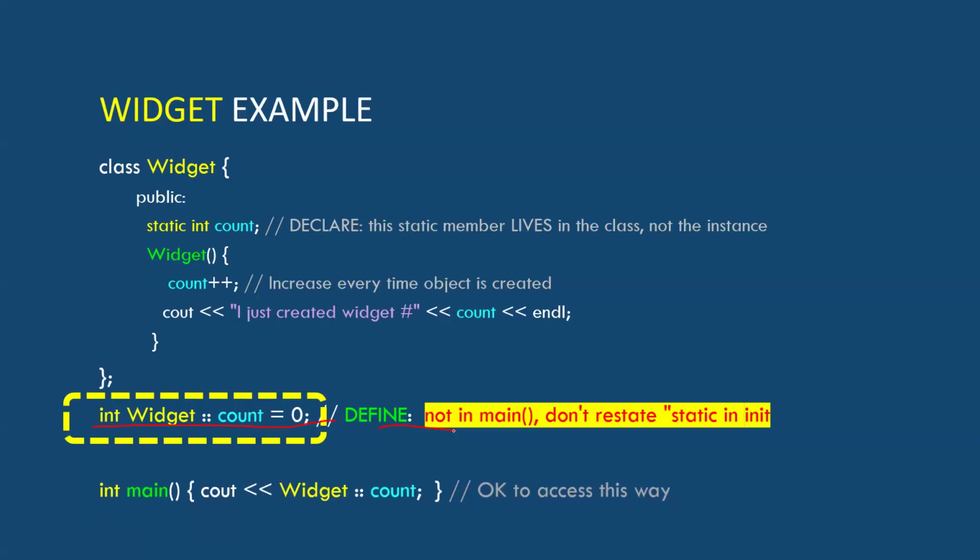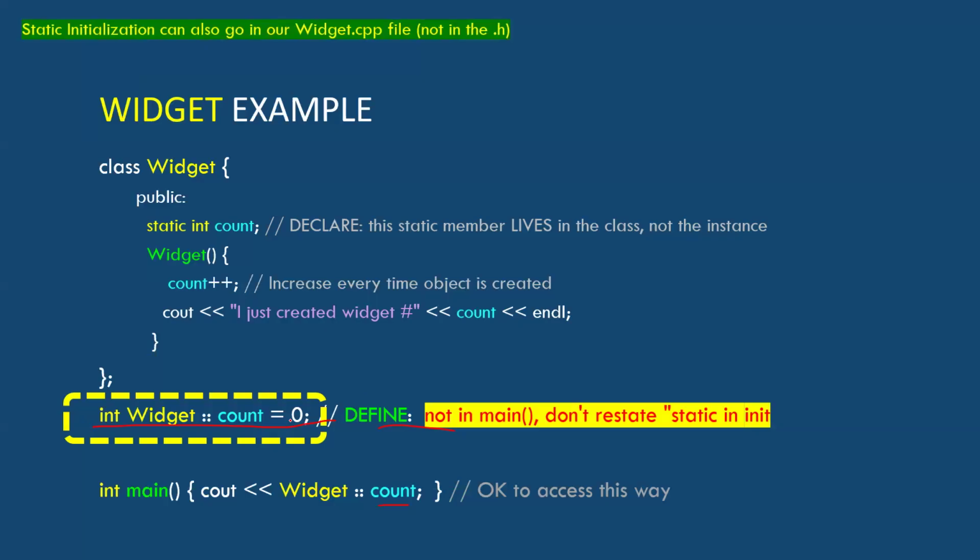So once we do that, then we can say, hey, what are you, right? cout Widget::count, right? And it should be 0, right? Because we just initialized it to that. Okay. So once we start creating widgets, then we see that number go up.